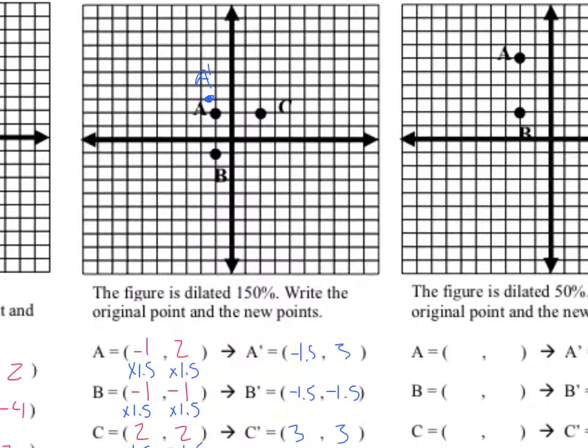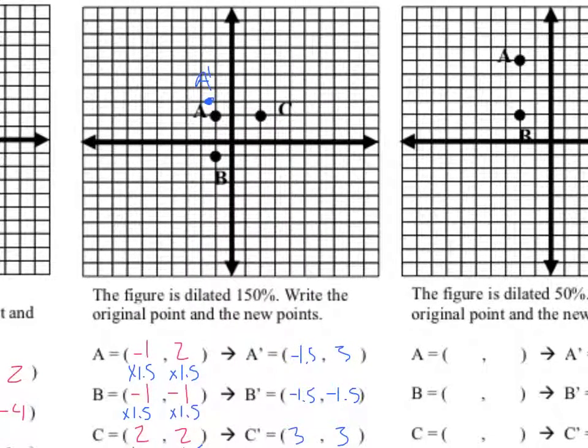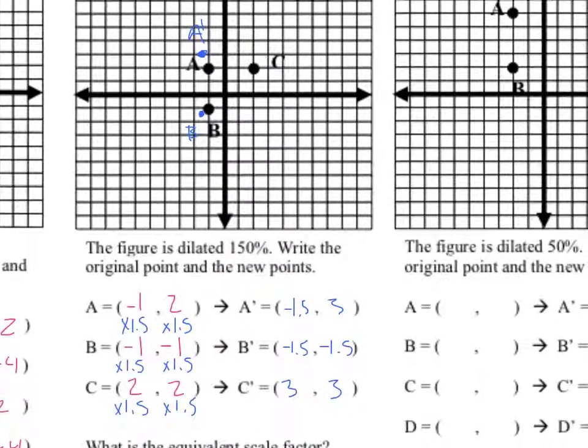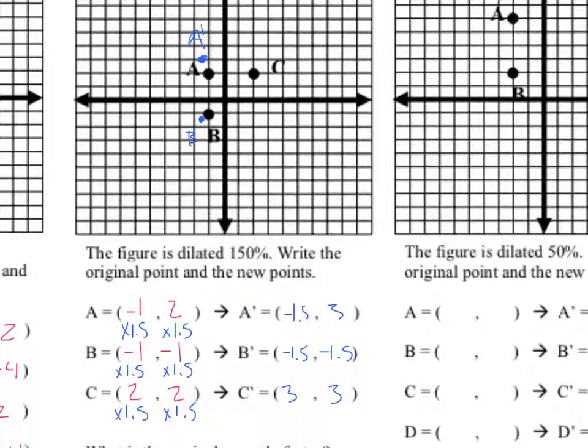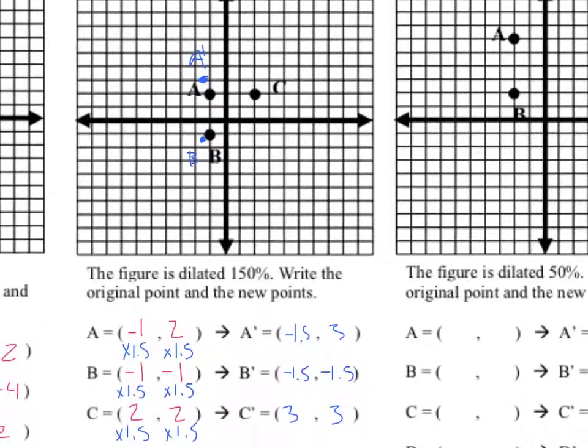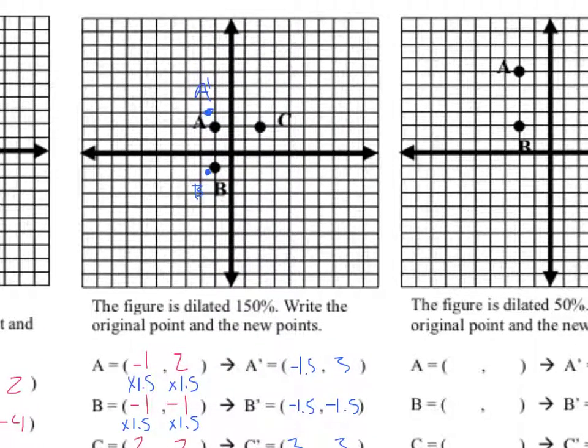And my next point is negative 1.5, negative 1.5, so that means over 1.5 and down 1.5. That ends up between our negative 1 and our negative 2. So this is my B prime. Didn't seem to move very far. And our 3 over 3 for our C prime.